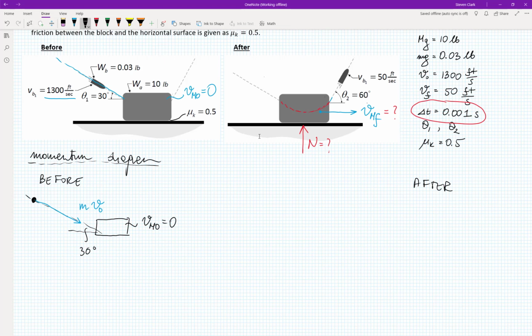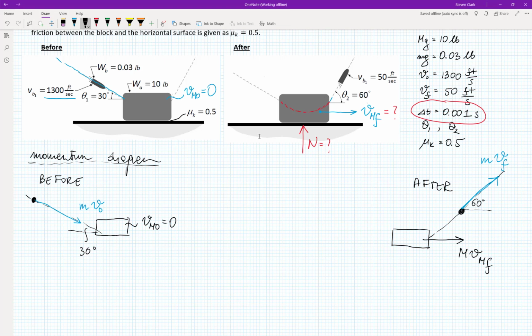Okay, momentum after is following. We have our block here, and that block has some momentum, right? It has big M, velocity v final. And our particle follows this trajectory this time. Our particle is here, and it has such momentum. It will have little m, v final. And I believe that this angle is 60. Okay, so we know our momentums before and after.